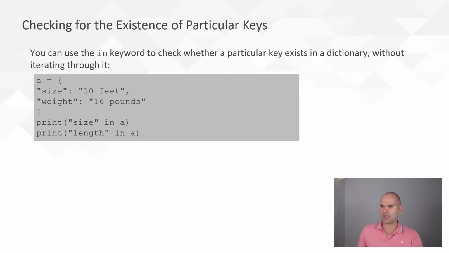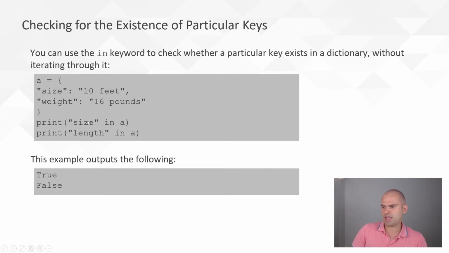So look at this example here. We have a dictionary with two key value pairs. So you got size and feet, weight, 16 pounds. Now these keys, you can actually type print size in A and length in A, and these will evaluate to true or false. Since size is very much in the dictionary, that evaluates to true, and length, which isn't in the dictionary, evaluates to false.